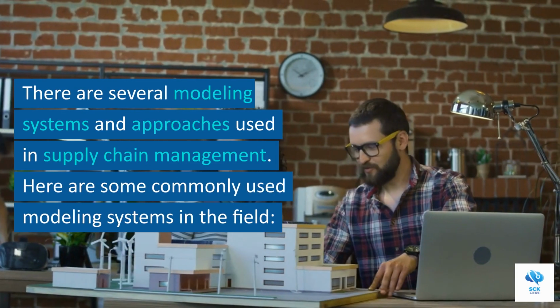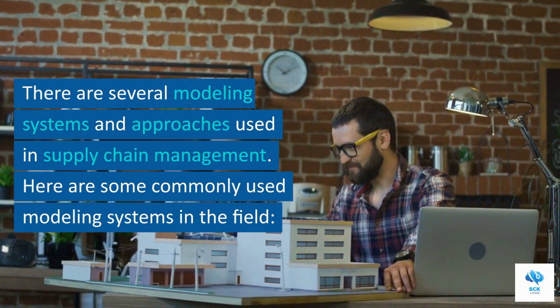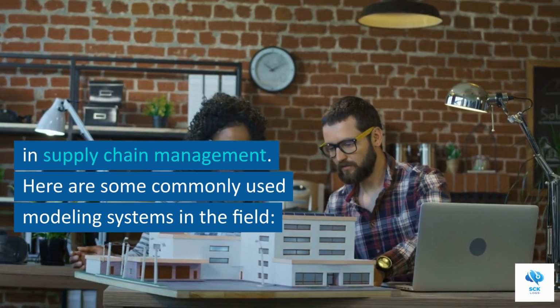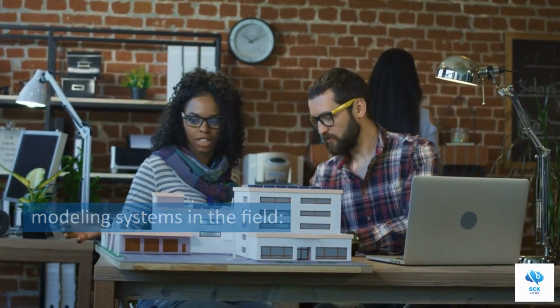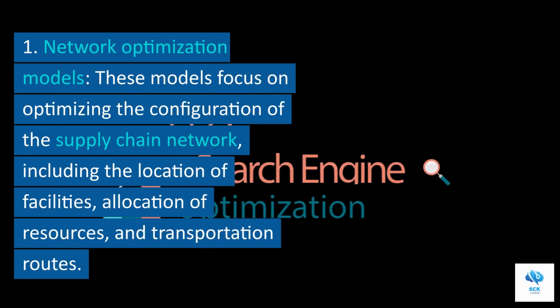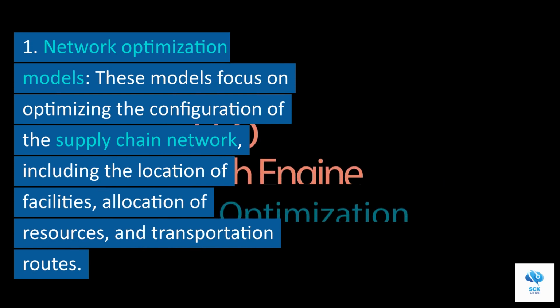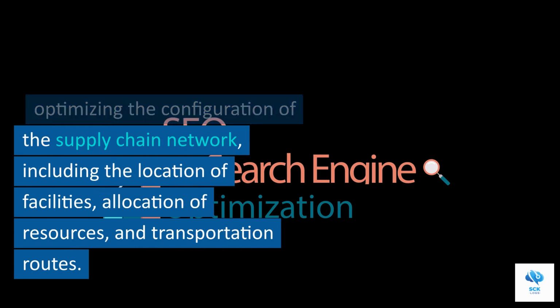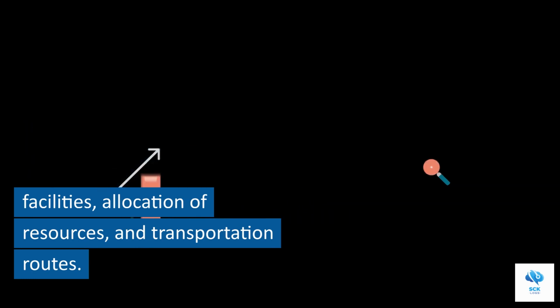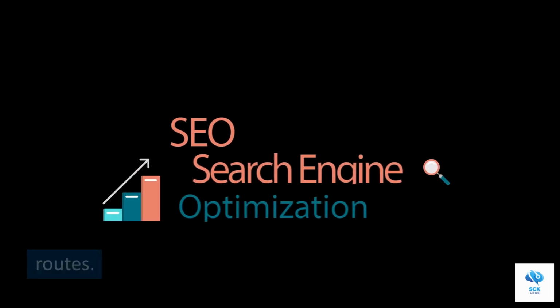There are several modeling systems and approaches used in supply chain management. Here are some commonly used modeling systems in the field. 1. Network optimization models. These models focus on optimizing the configuration of the supply chain network, including the location of facilities, allocation of resources, and transportation routes.